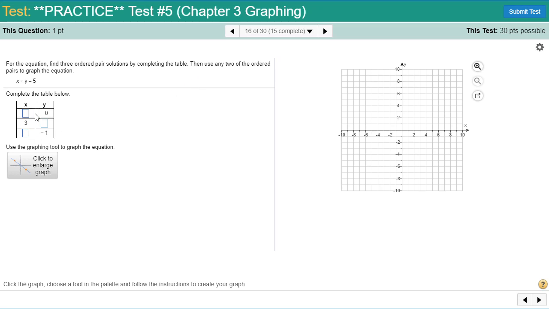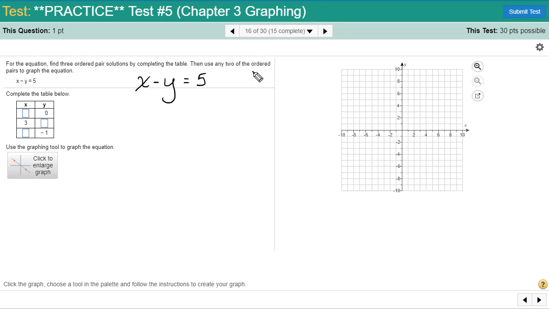Once we've got our xy table completed, we then have to use any two of these points to actually graph the line, and we'll be looking at how to do that. So first things first, let's complete our table of values here. So we are going to be using the equation x minus y is equal to 5. And again, here is a series of ordered pairs where either the x is missing or the y is missing, and it's going to be our job to find those corresponding missing values.